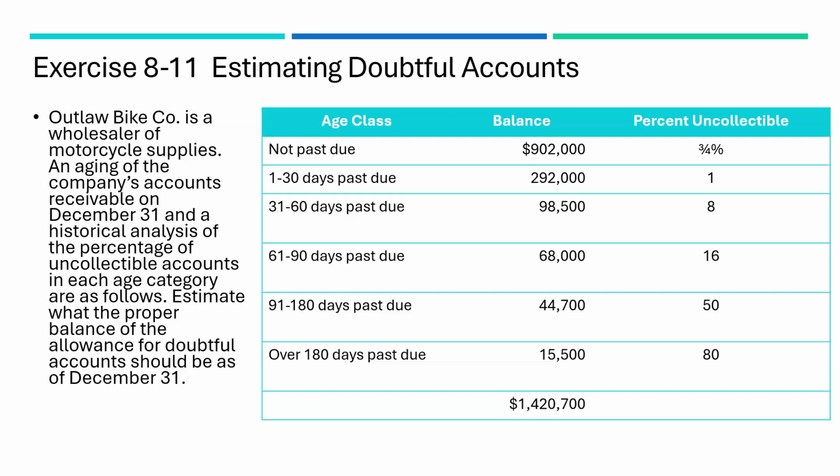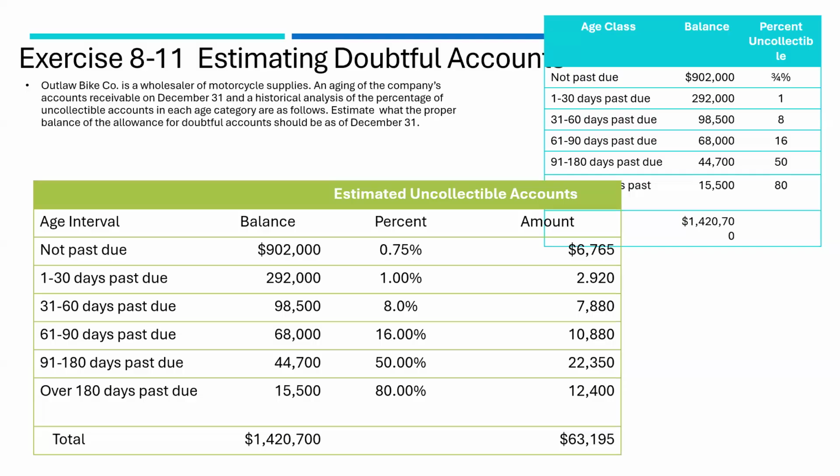And so in this example, they give us the amount of accounts receivable in each bucket, and we need to estimate the allowance for the end of the period. And so what we're going to do is multiply each of these amounts by the percent uncollectible, and then we'll get our allowance amount. So 0.75% of 902 is 6,765. 80% of $15,500 is $12,400. And so we have to multiply out each and every one of these and then add up the total to get 63,195.